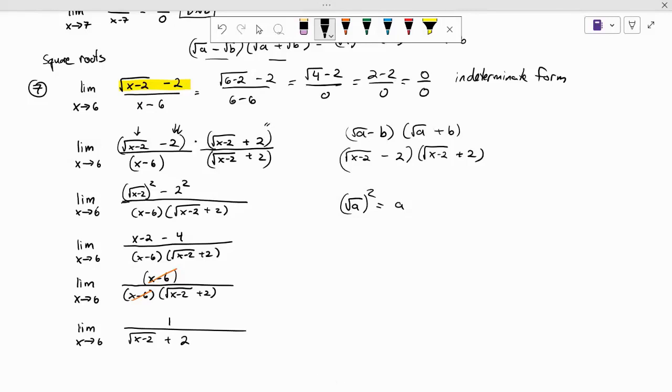So now we can try to evaluate the limit directly. And we get a nice finite number. So the limit is 1 over 4.